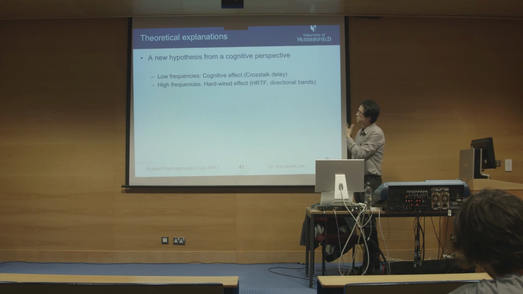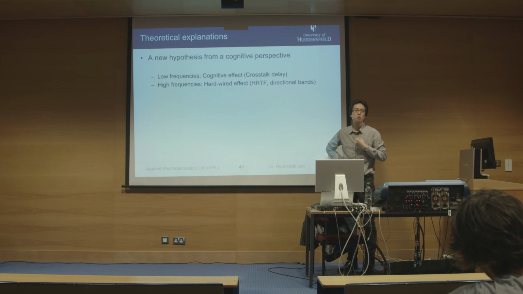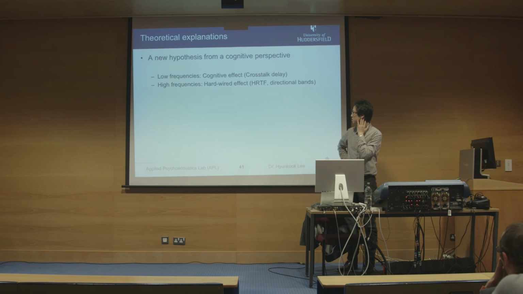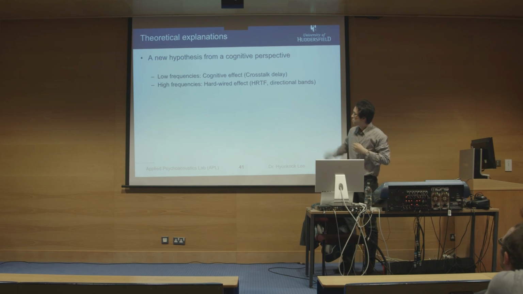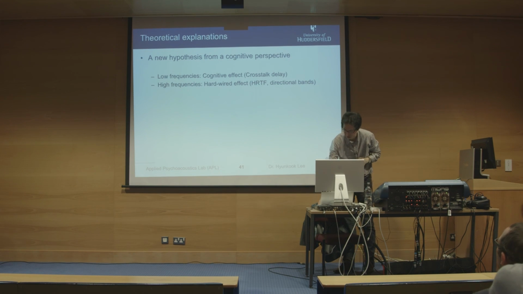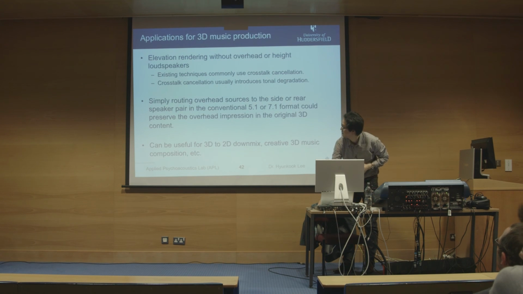So at low frequencies, we might use some cognition, basically. We perceive things cognitively rather than in a hardwired way. Whereas at higher frequencies, we rely on HRTF directional bands, which just directly tell us that, okay, this is dominant, so it's supposed to be above you, that kind of thing. So maybe it's kind of a hybrid between this cognition and hardwired fact.